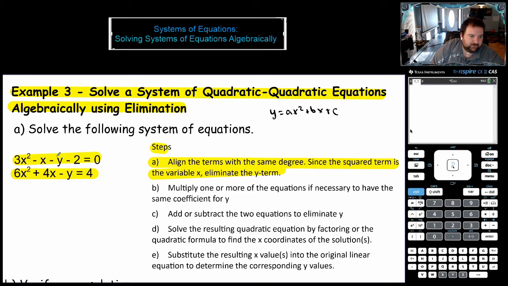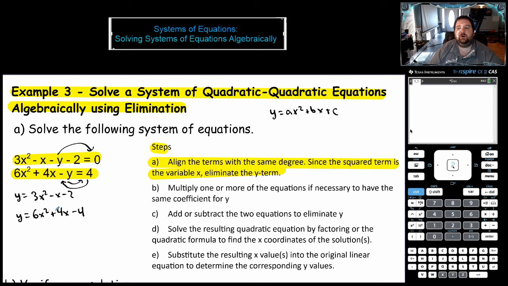So let's work at this one. Let's move the y over to this side. Okay, so we're going to have y equals 3x squared minus x minus 2. There we go. Let's do the same thing. We'll move the y over here and we'll move the 4 over there. So this is going to give us y equals 6x squared plus 4x minus 4. And there we go. Our terms are now aligned.